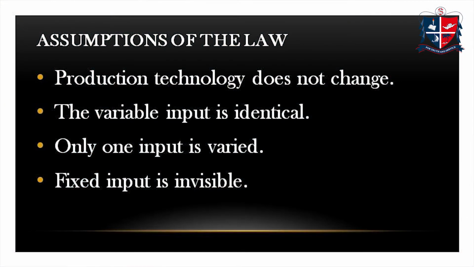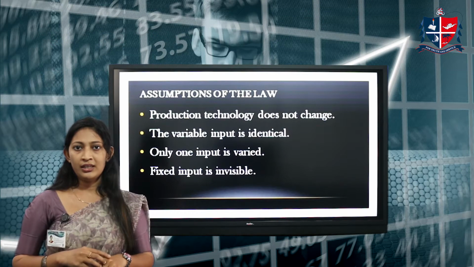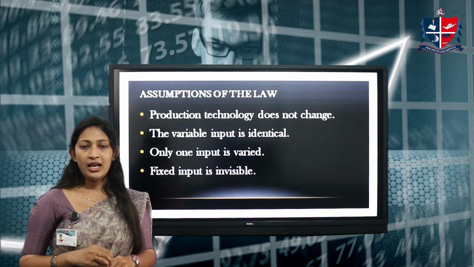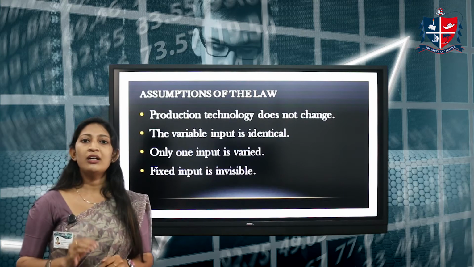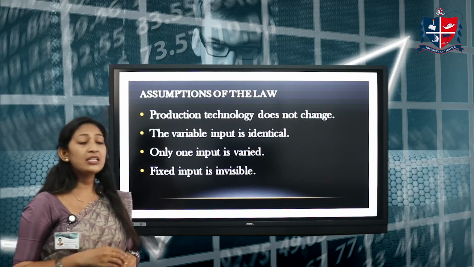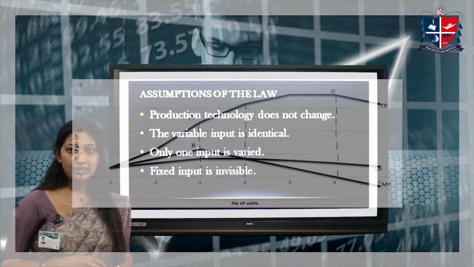The law assumes that the state of technology remains constant. The variable input is identical. It assumes that only one variable input is used, and the fixed input is indivisible. So these are the assumptions of the law of diminishing returns.